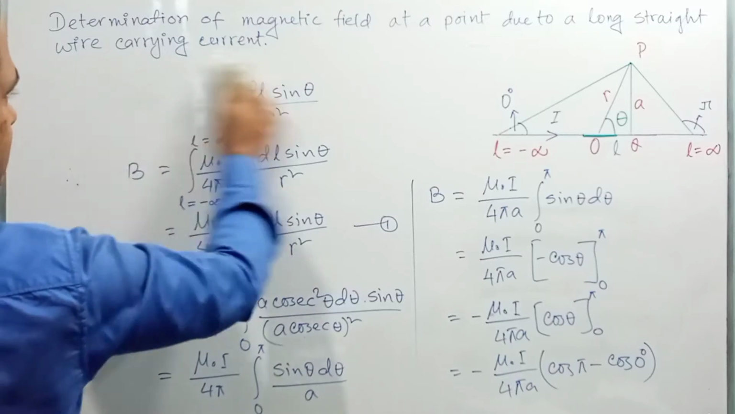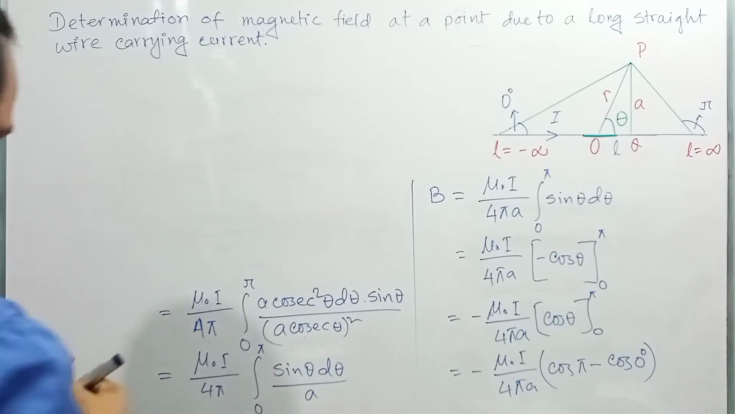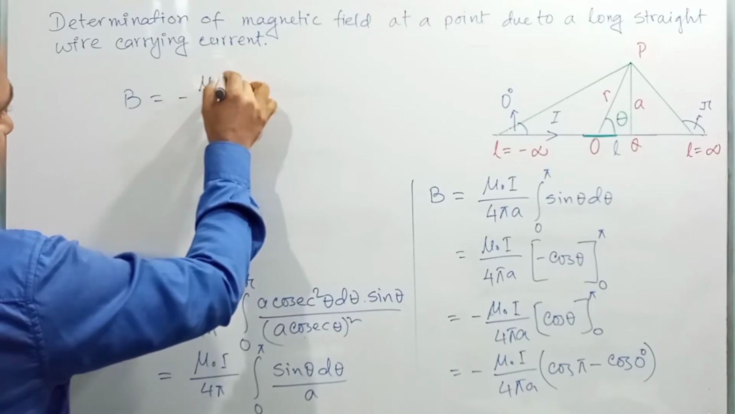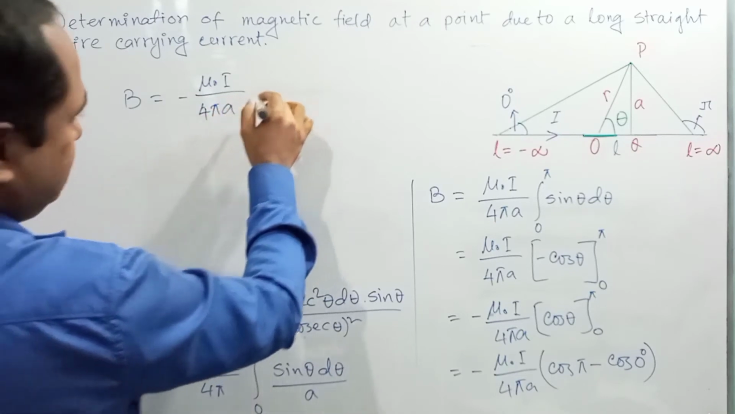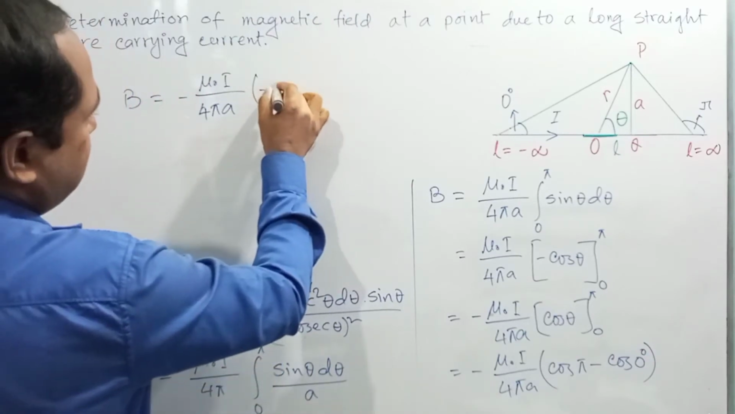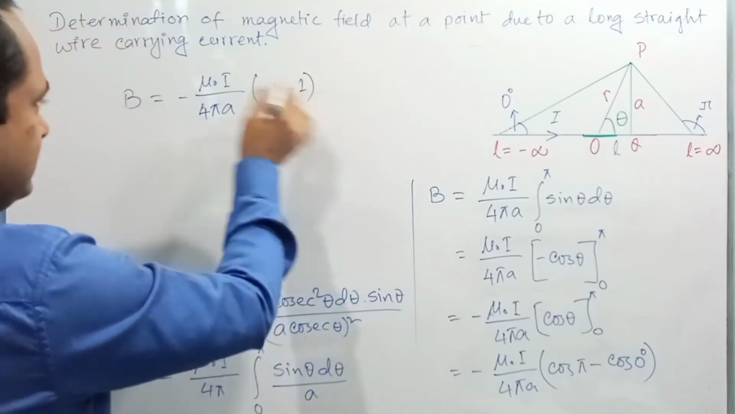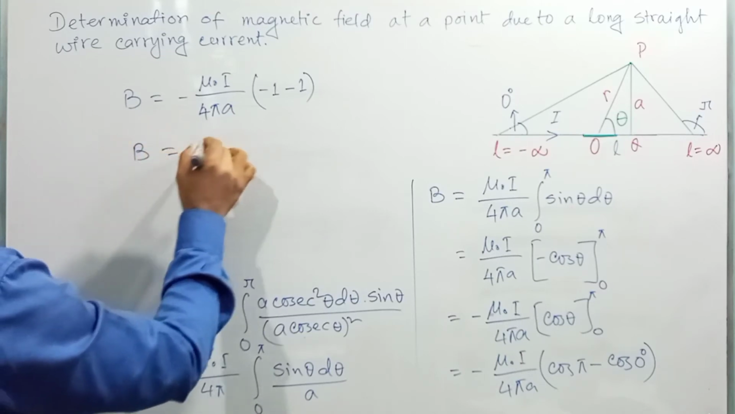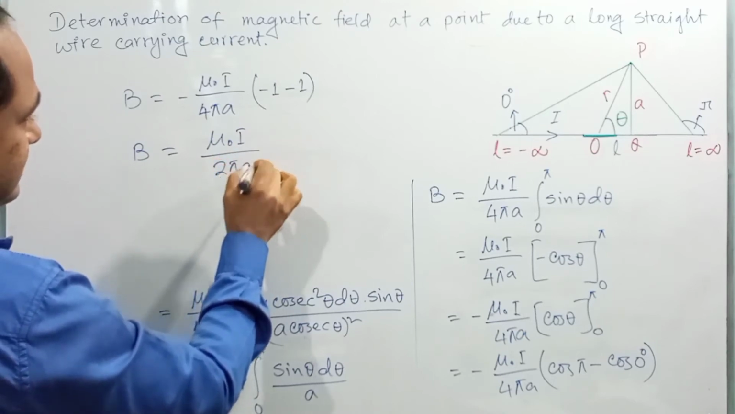And from the expression we can write B is equal to minus mu naught I divided by 4 pi a into cos pi, which is equal to minus 1, so here minus 1, and cos 0 degree is equal to 1, again minus 1. So after the calculation you will get B is equal to mu naught I divided by 2 pi a.